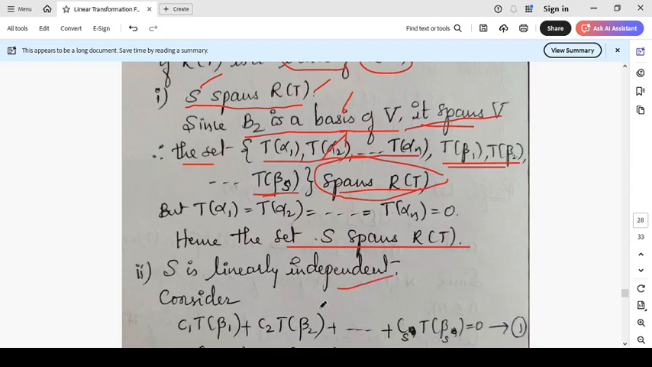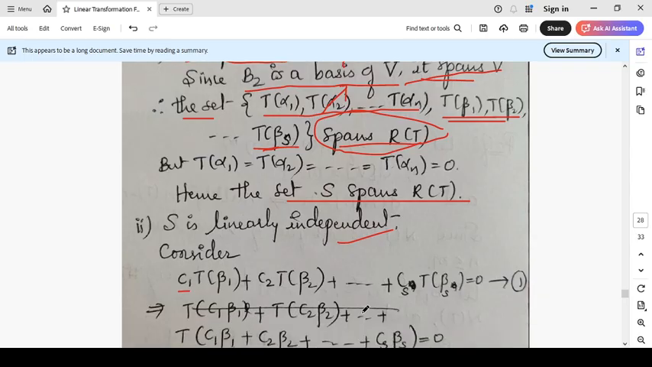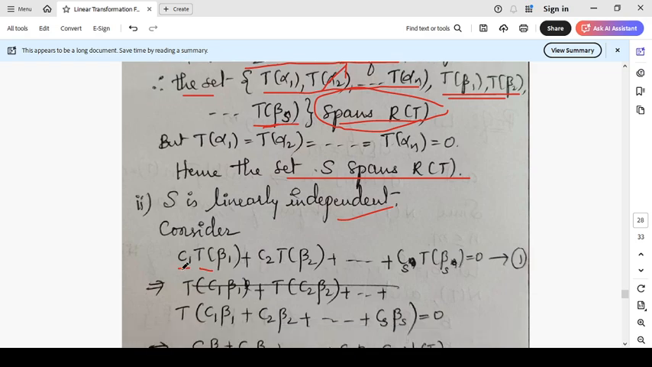So for that purpose, we need to take the linear combination with the scalars. Suppose C1, C2 are the scalars with the set S. The elements of S are T of beta 1, T of beta 2 and T of beta s. So we need to take the linear combination with respect to the scalars: C1 T beta 1 plus C2 T beta 2 plus C3 T beta 3 plus so on, Cs T beta s is equal to 0, right?